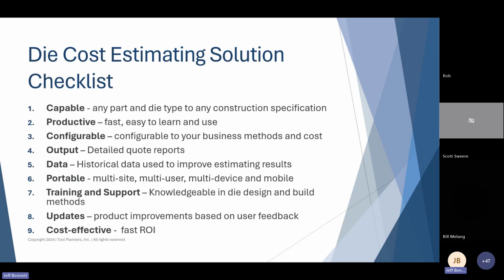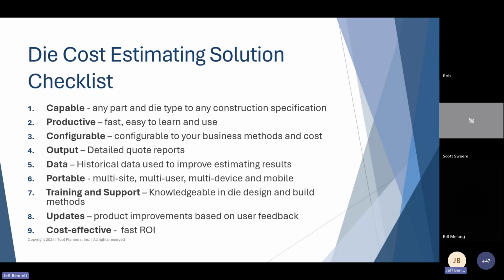First of all, is the system capable? It should be able to quote any part type, any die type, and to any construction quality. That last part of that sentence is very important. If your die estimating system does not consider the options that are in the die, the types of tool steels, whether your tool steel is inserted or not, or die buttons or not, or whether it's nitrogen or coil springs, all those types of options play into the price heavily.